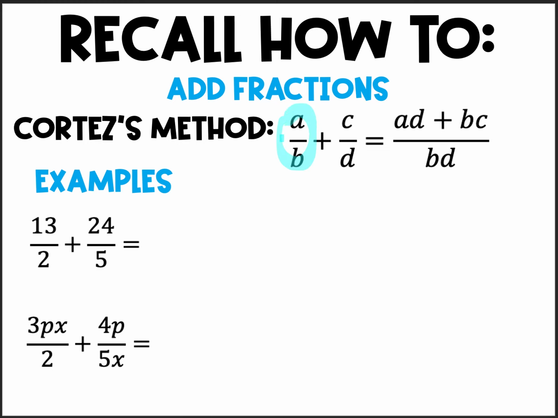If I have a over b plus c over d, I will cross multiply, starting with my numerator on my first fraction, a times c, that's my first term, b times c, that's my second term. Whatever sign I have, I keep. If it's adding, it's adding. If it's subtracting, I'm going to make this a subtraction symbol. And then you multiply the denominators to get your denominator, BD.